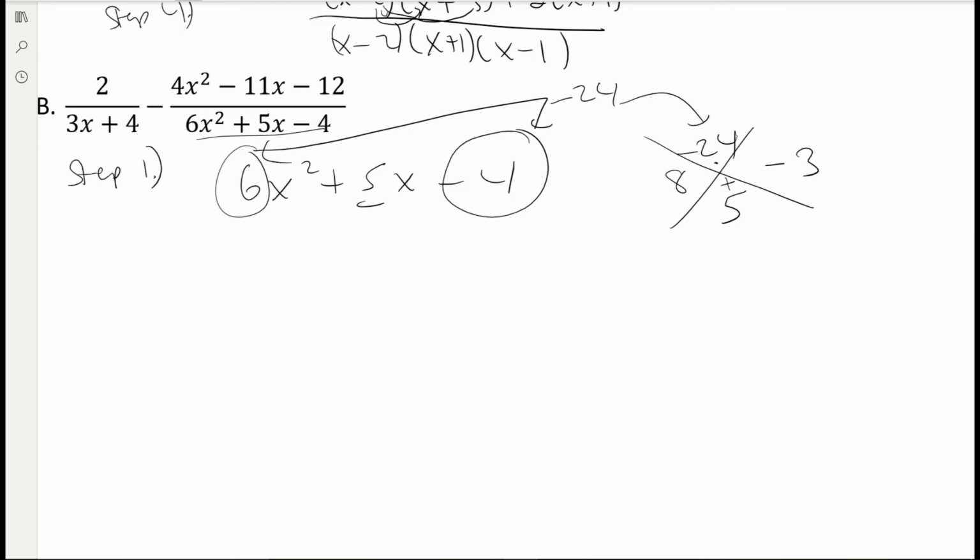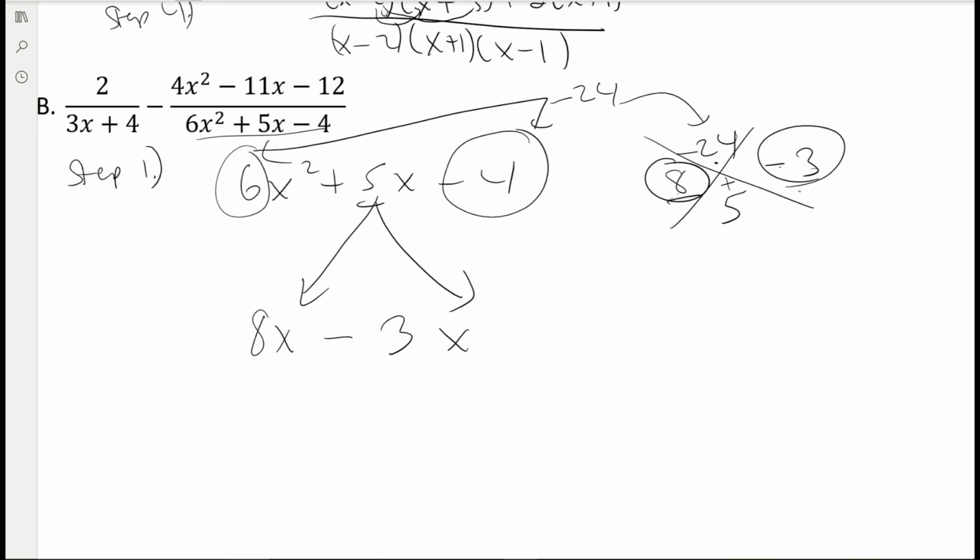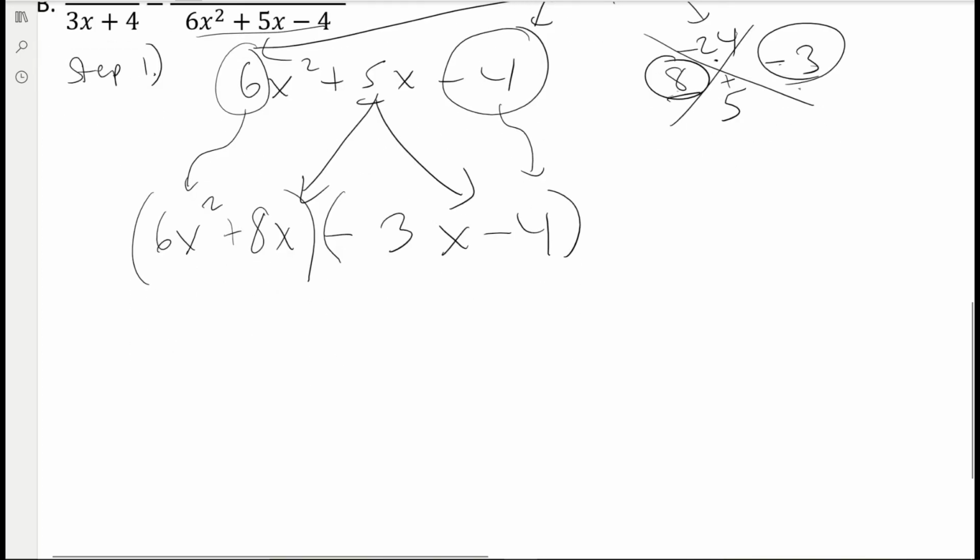You can't factor this right away. What you're going to have to do is split this middle term into those two numbers that you found. So this 5x is going to break into positive 8x and then negative 3x. Bring down the rest. So this is a positive 8x, this is a 6x squared, this is a negative 4. Then you're going to have to factor by grouping and then pull from each group.